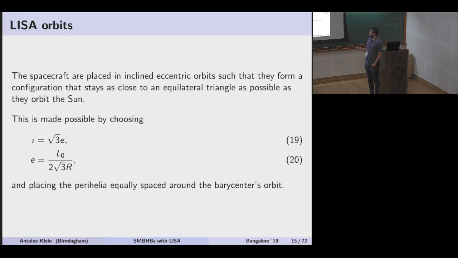Right. And also you place the perihelia of the orbits of the three satellites equally spaced along the ecliptic. So if you choose your orbits like this, then you will have an almost equilateral triangle configuration along the whole year.